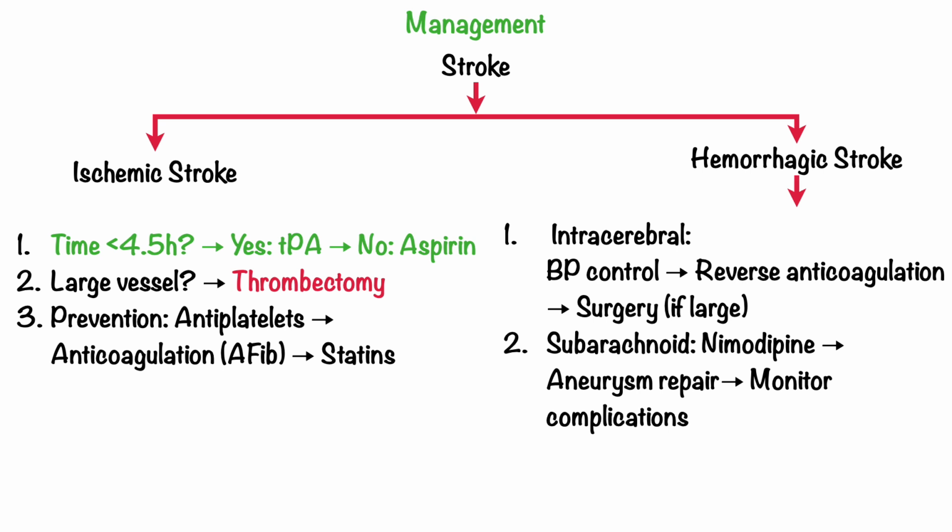So in hemorrhagic stroke, there are intracerebral and subarachnoid types. The management is different. In intracerebral, you have to control the blood pressure with antihypertensive drugs like amlodipine, nifedipine, or lisinopril, captopril, enalapril. There are a lot. And then you have to reverse anticoagulation and do surgery if the lesion is large. And in subarachnoid hemorrhage, you use nimodipine, do aneurysm repair, and also monitor complications, right? So that is all about stroke.